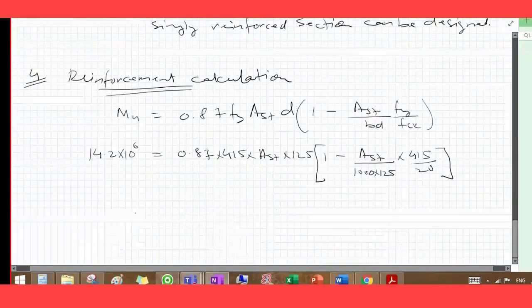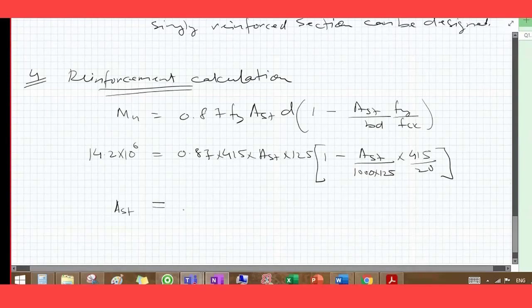So if you solve this, you are going to get a quadratic equation. Okay, you are going to get a quadratic equation. So you please try it out. I'm going to write down the value of AST directly, though I can give you the quadratic equation. So rather than giving you the quadratic equation, you please try it out. So you'll get AST as 333 millimeter square.